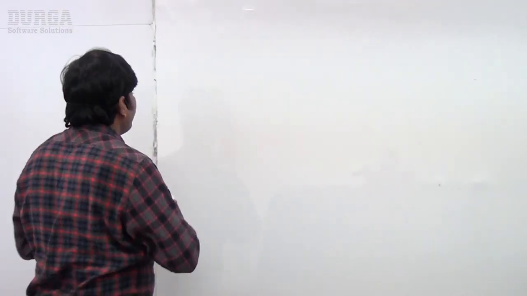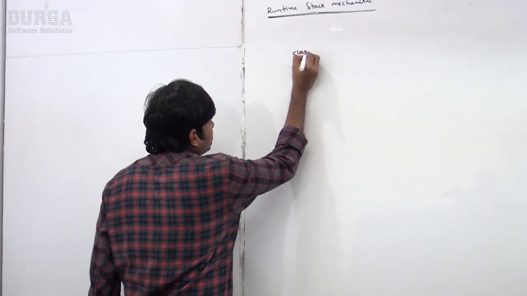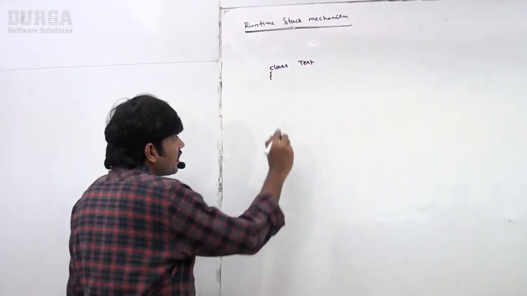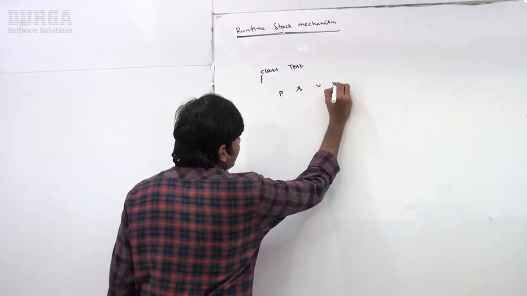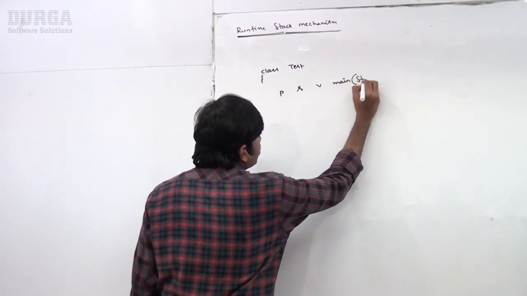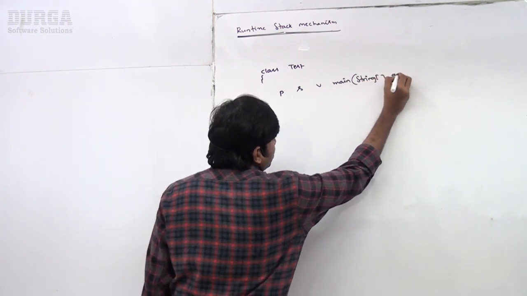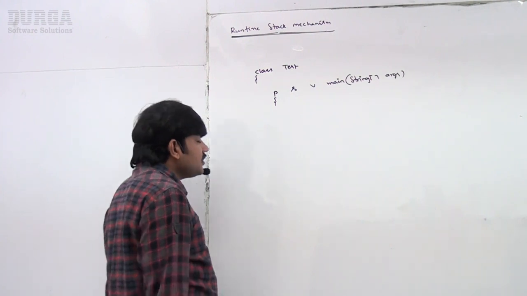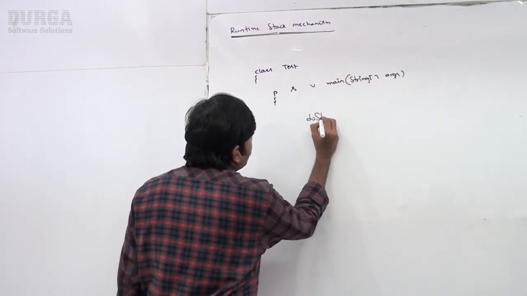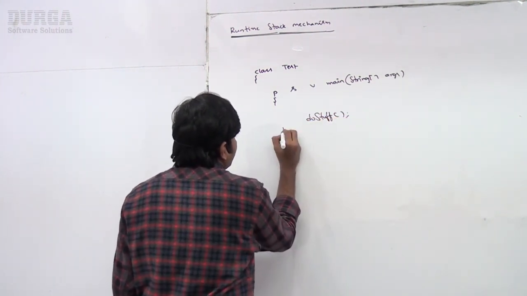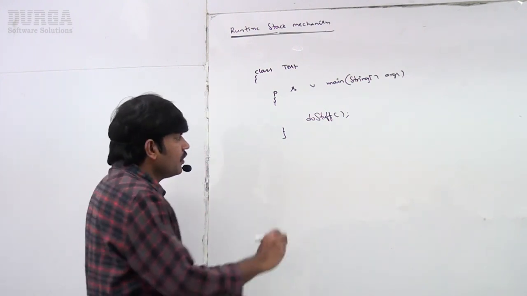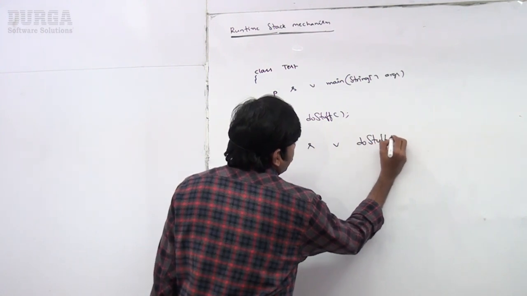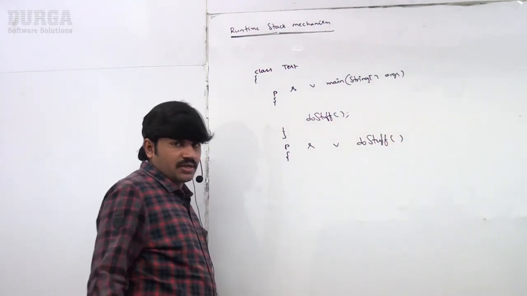Assume I have one class Test. Assume this class Test contains public static void main, String array args. Now this main method is calling the doStuff method. Main method is calling which method, sir? The doStuff method. Now public static void doStuff.